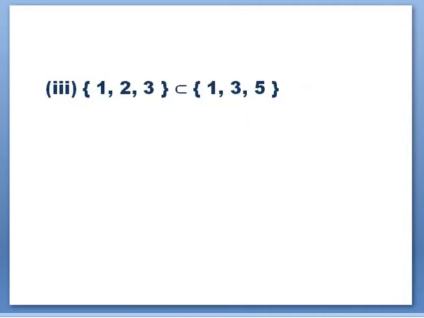Now see, here in the third example, there are two sets. In the first set, the elements are 1, 2, 3, and in the second set, the elements are 1, 3, 5. Now it is given that the set containing 1, 2, 3 is a subset of the set containing 1, 3, 5. Now whether this statement is true or false.